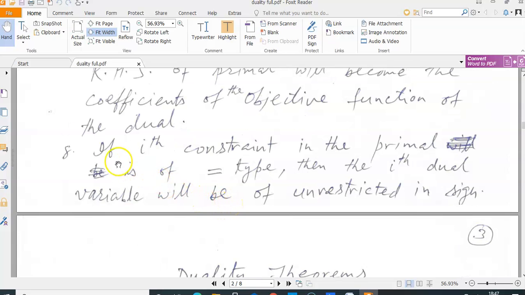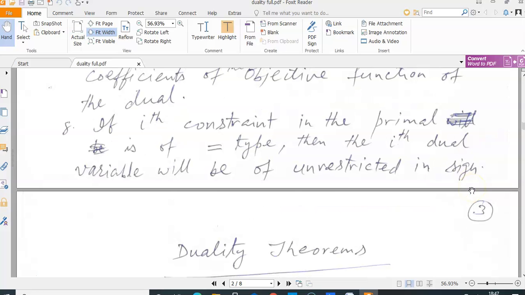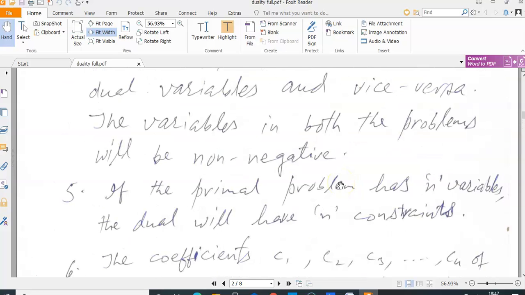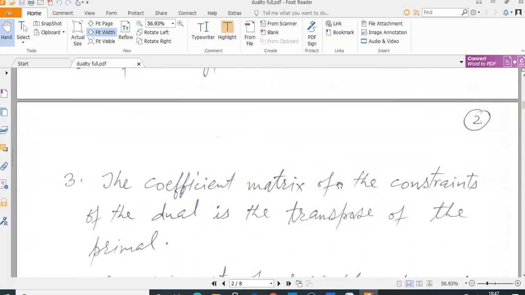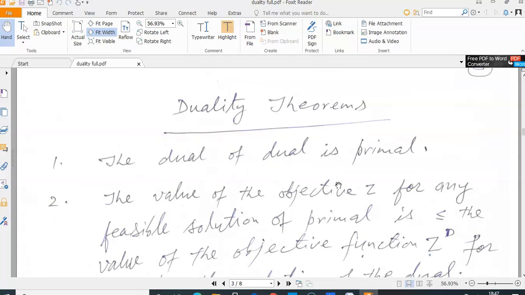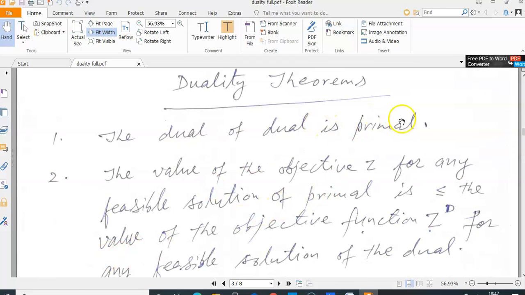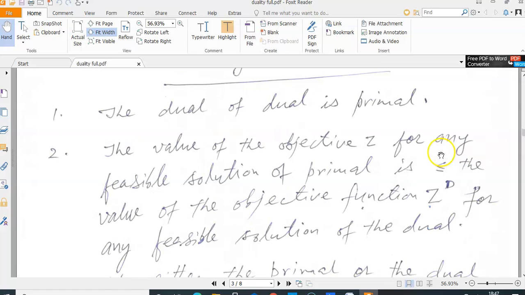And the last one is, if the ith constraint in the primal is of greater than or equal to type, then the ith dual variable will be unrestricted in sign. So one can use these 8 points to convert primal into dual. Now coming to some duality theorems which are very important. The statement of the first theorem is: dual of dual is primal.